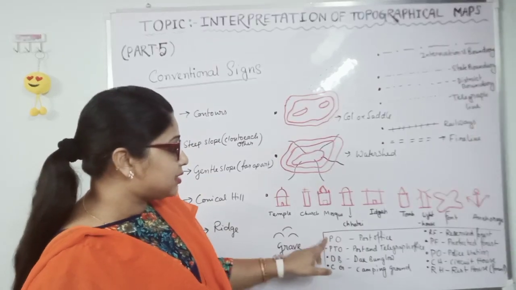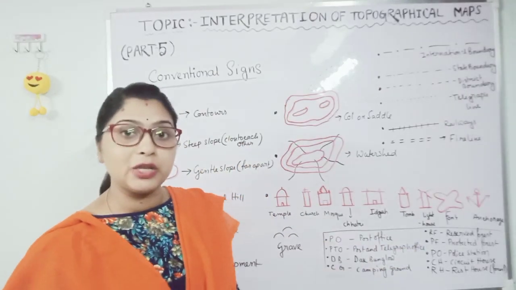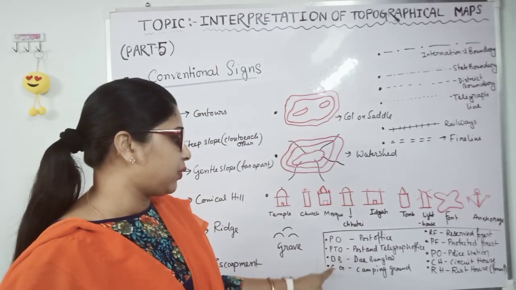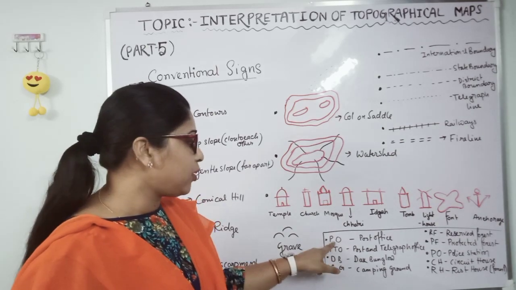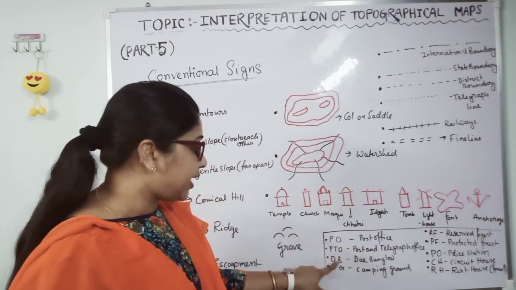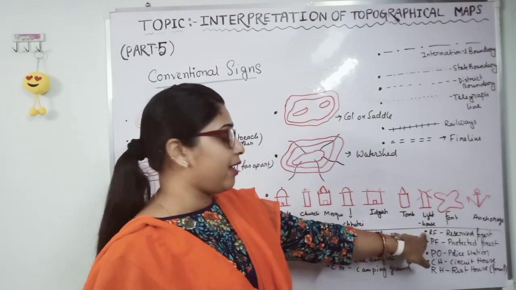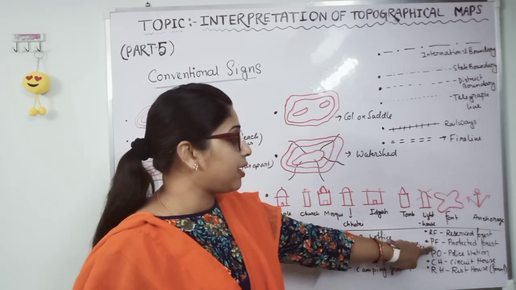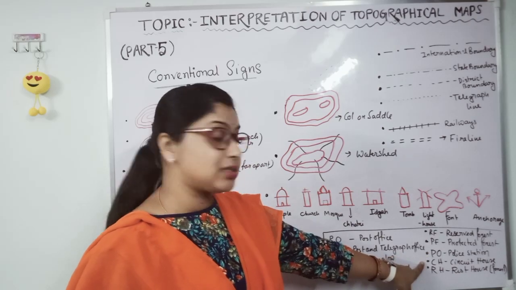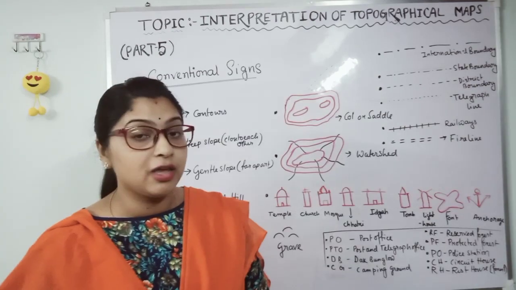Okay, here, some written form will also be there in your topo map. See, initials will be given: PO, PTO, DB. So what are these? PO means post office, PTO means post and telegraph office, DB means dak bungalow, CG means camping ground, RF means reserve forest, PF means protected forest, PS means police station, CH means circuit house, then RH means rest house. So this kind of initials will be given in your topo map.